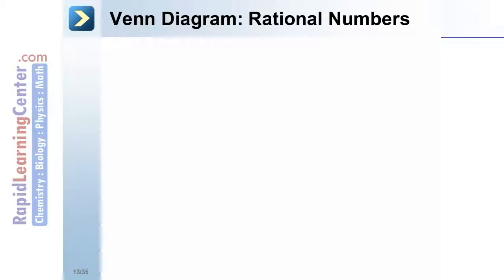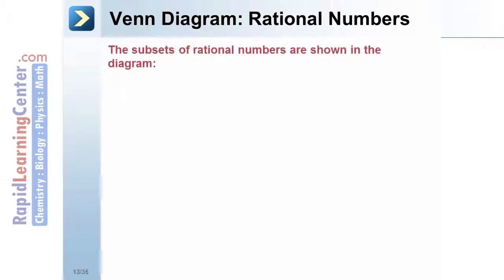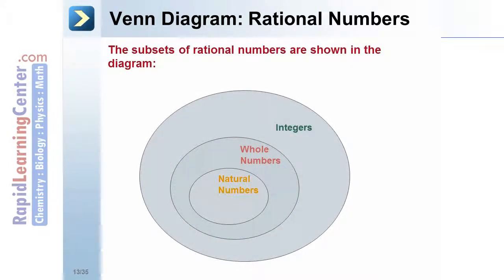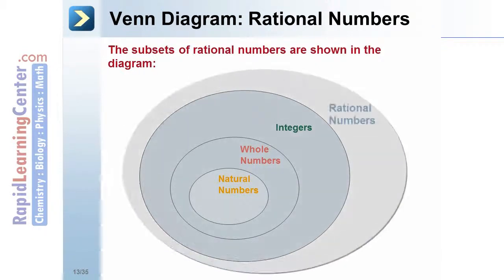Venn diagram: rational numbers. The subsets of rational numbers are shown in the diagram. The set of natural numbers is a subset of whole numbers. Both natural numbers and whole numbers are subsets of integers. Natural numbers, whole numbers, and integers are subsets of rational numbers.